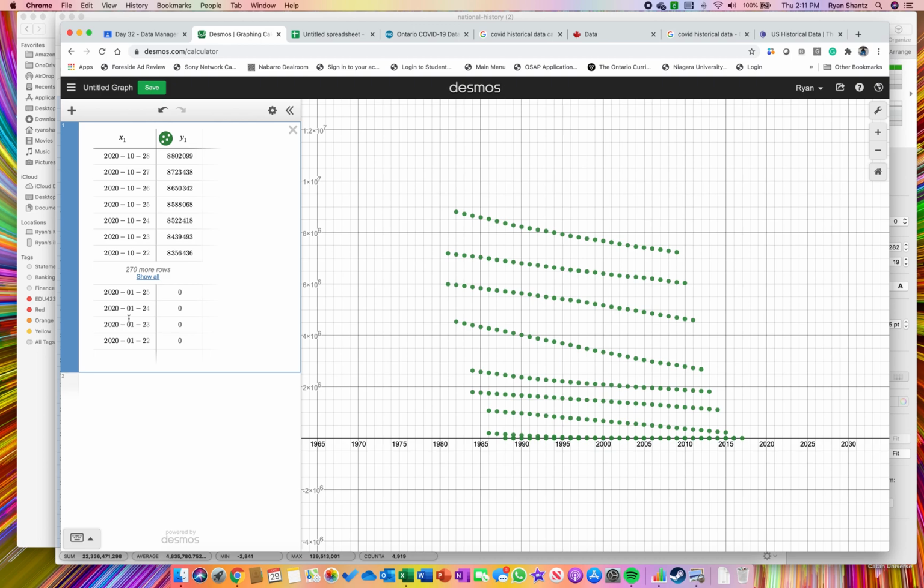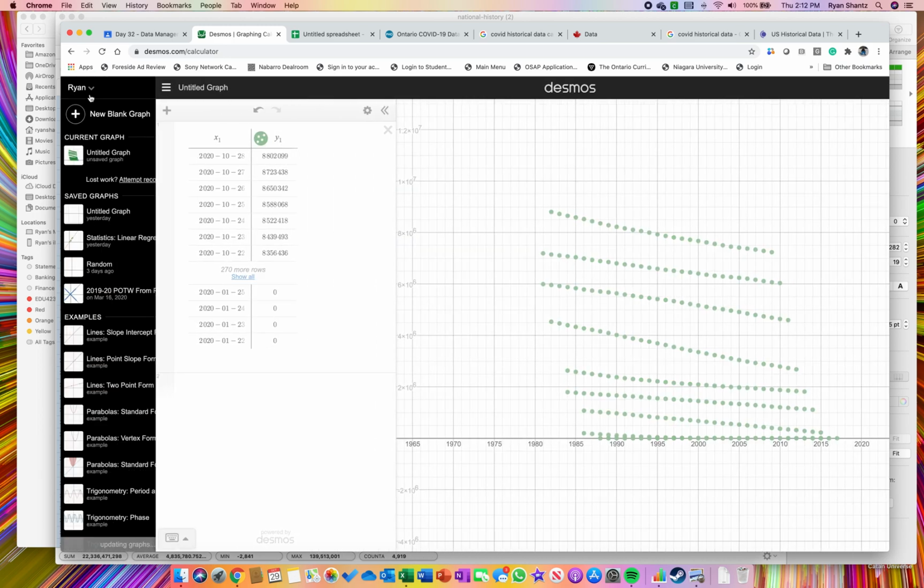I'm expecting data for the year 2020, and this is plotting it in 1985, 1980. It doesn't make sense. It looks really weird. I was expecting a line to kind of go like this, up and up and up. And that's because Desmos doesn't really understand what 2020-10-28 is. So I'm going to start a new graph.